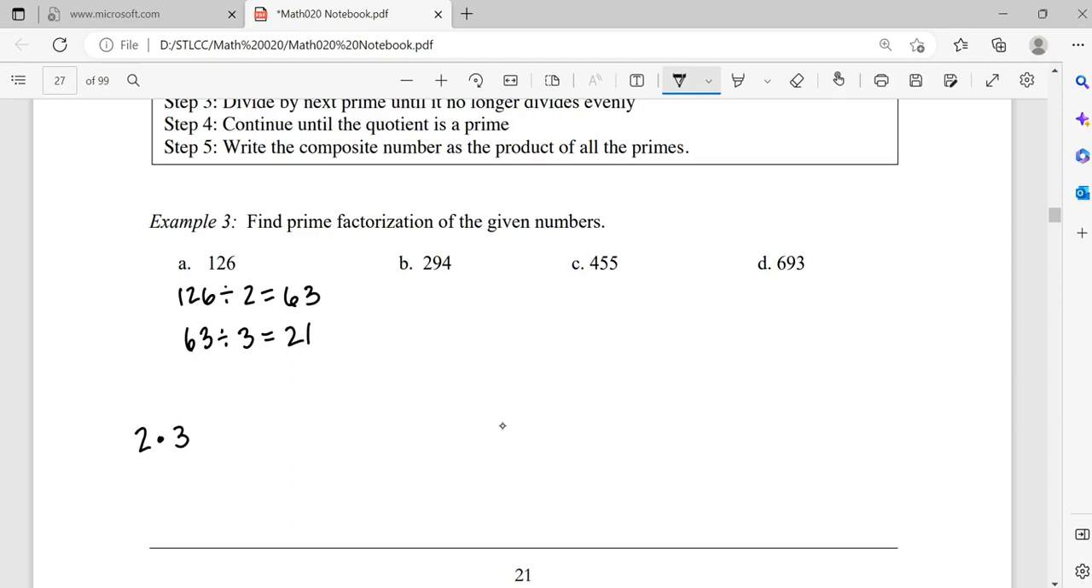Okay. Now I'm going to work on 21. 21 is divisible by 3 and 7. So divide by 3 again, equals 7 times 3. And 7 is prime, so I don't need to do any more divisions. So the prime factorization for 126 is 2 times 3 times 3 times 7.